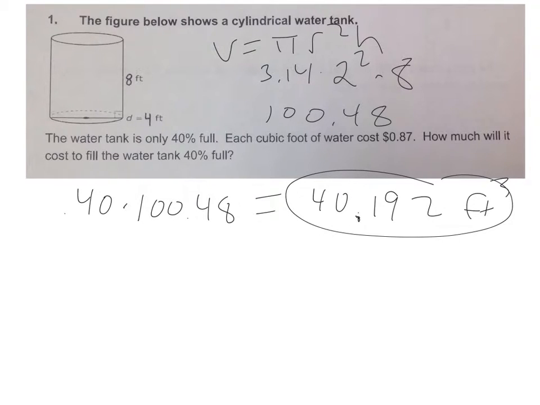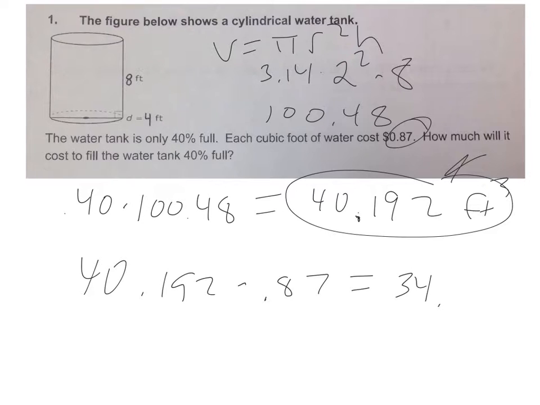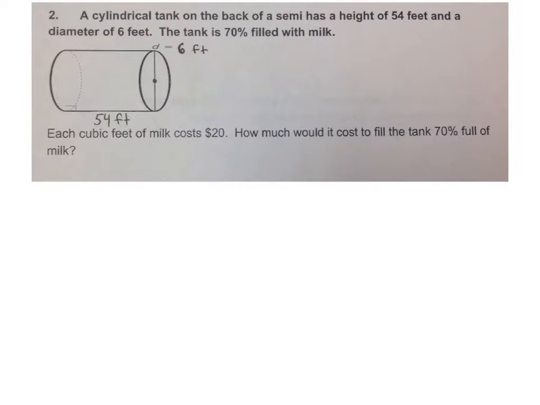You want to know how much it's going to cost, though. For each one of these cubic feet, it's going to cost you 87 cents. So you have to take the amount of cubic feet you want, which is 40.192, times your 87 cents. When you multiply it, you're going to end up paying $34.97. You do have to round it to the nearest penny, so in this case, we round it up to make it 97 cents. $34.97.